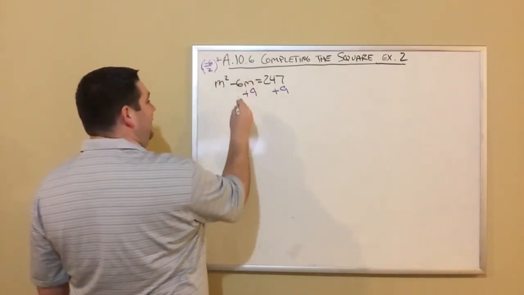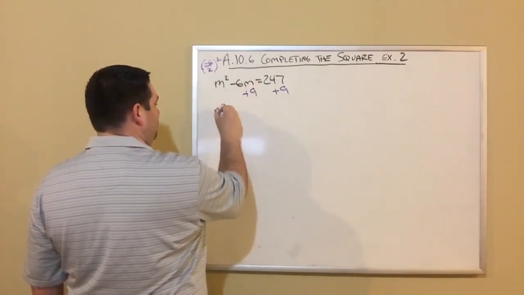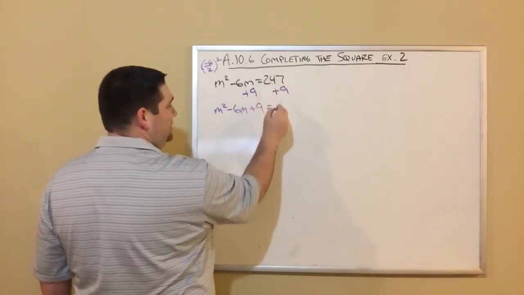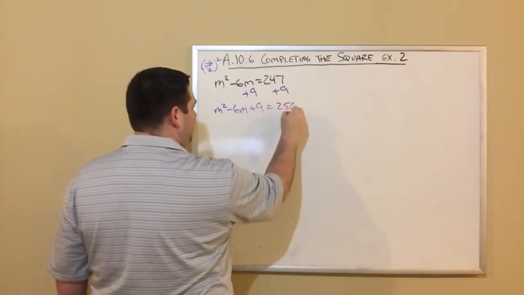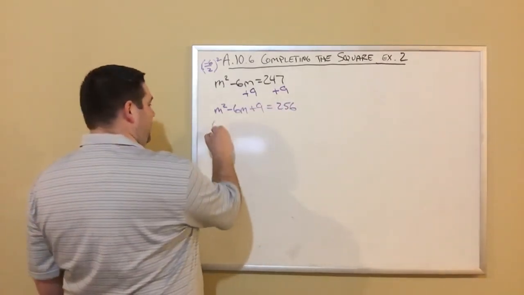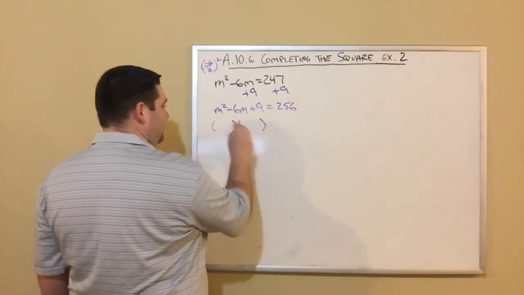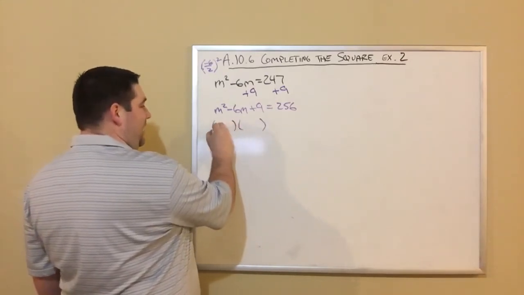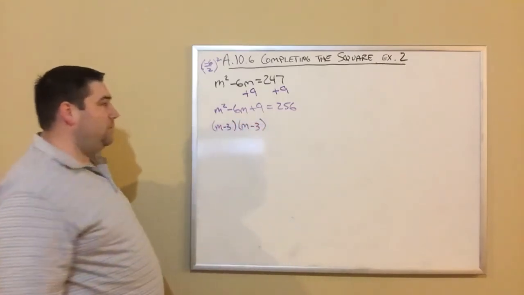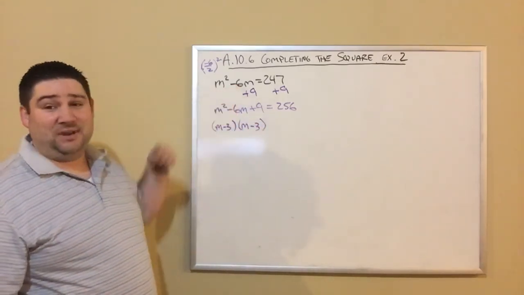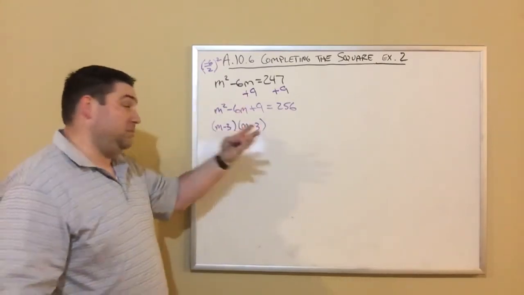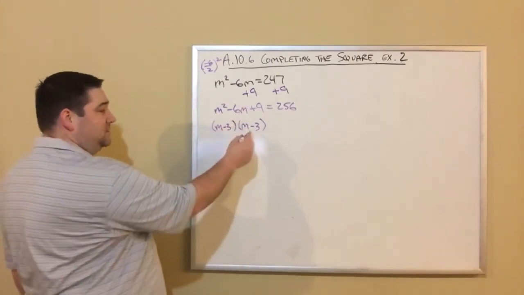So now I've got m squared minus 6m plus 9 equals 247 plus 9 is 256. And now I can factor this. So if I were to factor this, this would be m minus 3, m minus 3. Basically, whatever that was divided by 2, negative 6 divided by 2 is negative 3. So it's minus 3. If it had been plus 3, we would have put plus 3 there. So this is m minus 3 times m minus 3.